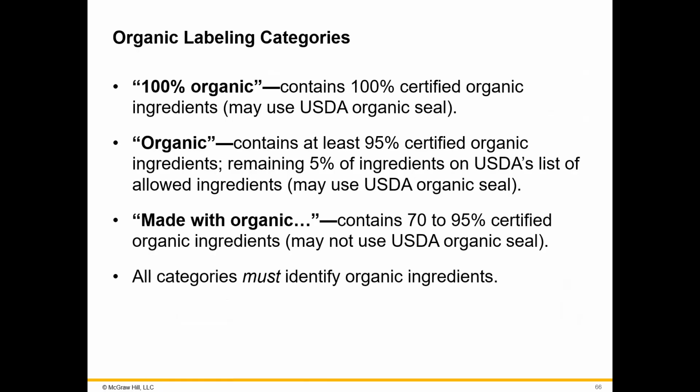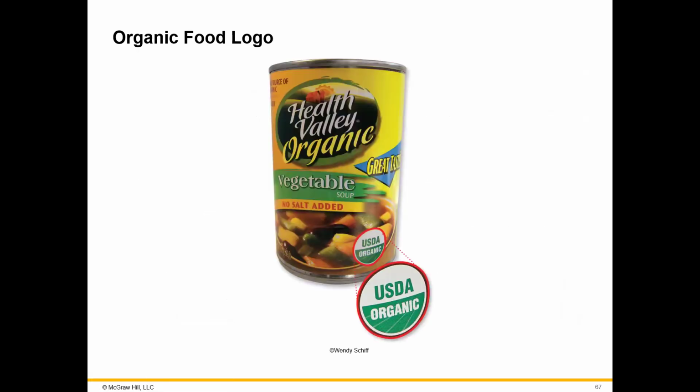So 100% organic means 100% certified organic ingredients. Simply organic means at least 95%, and then made with organic ingredients, 75 to 90%. Okay, and you see an example here.